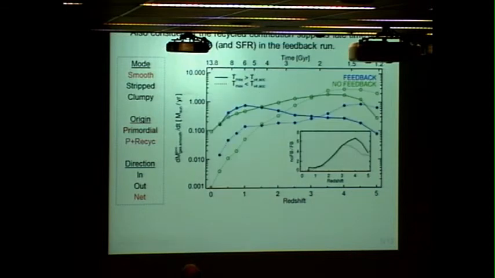So briefly, I want to look at what I've changed here. I've relaxed the constraint on the origin. I want to look at all the accretion. I also want to include recycled. And the no feedback lines don't change, which is good. The feedback lines get a boost at late times.